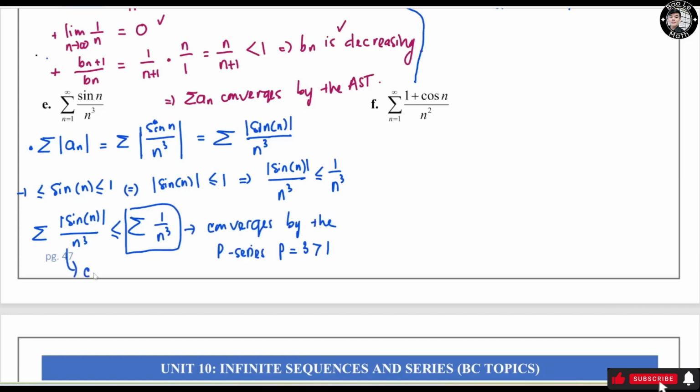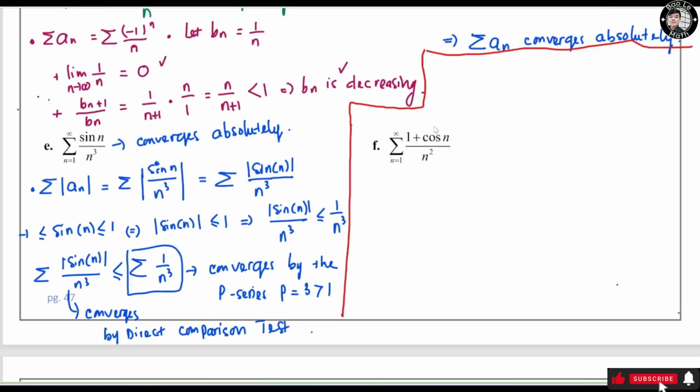So this one converges by the direct comparison test, right? Now since the series of the absolute value of a sub n converges, the original one right here converges absolutely, right? Now let's move on to question F.